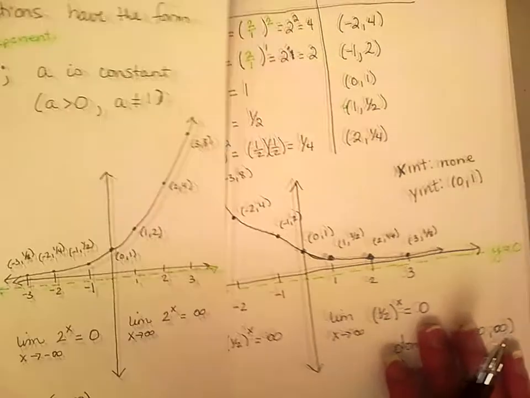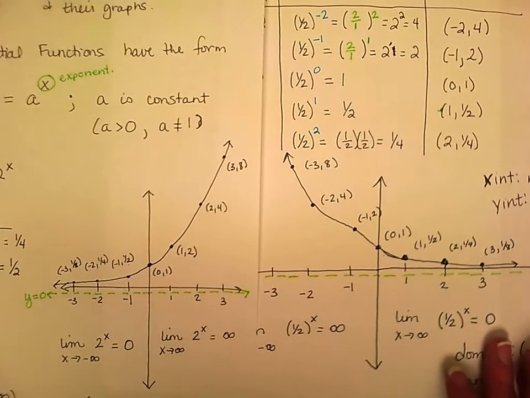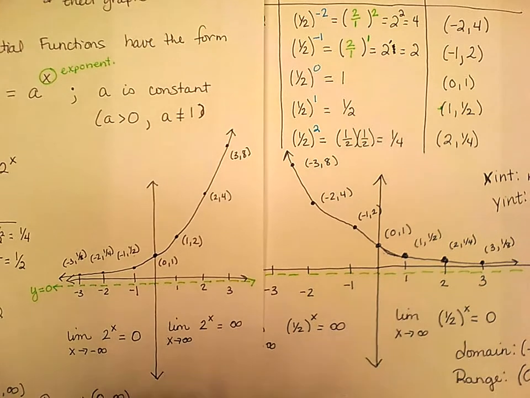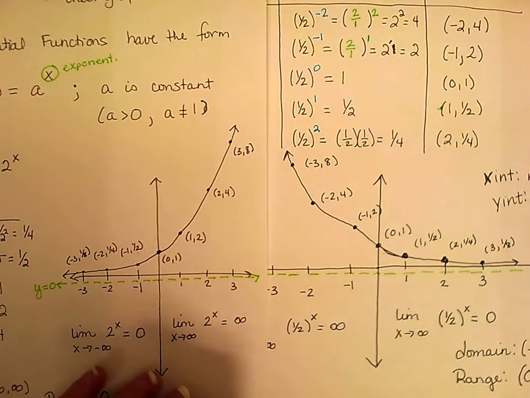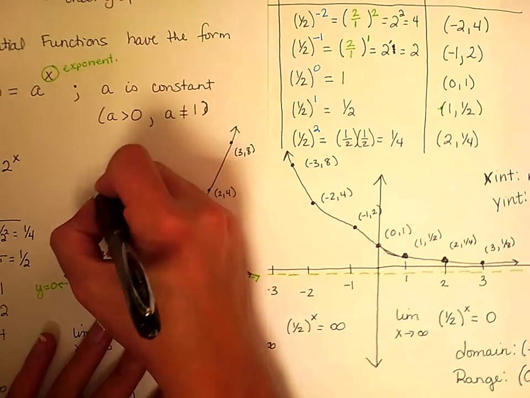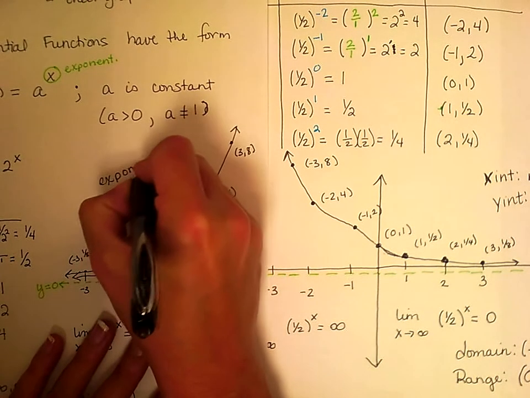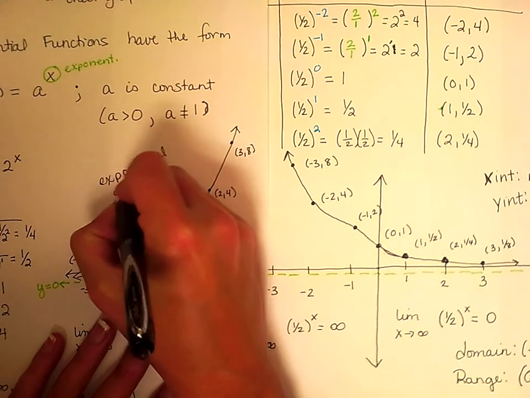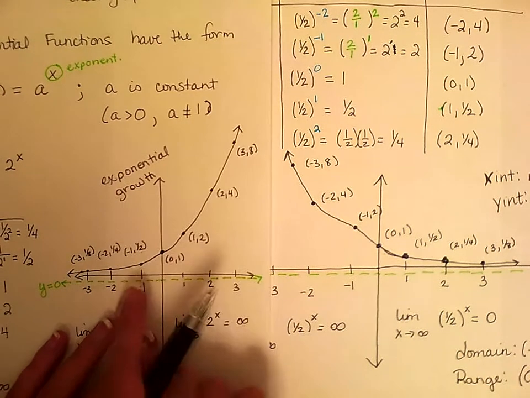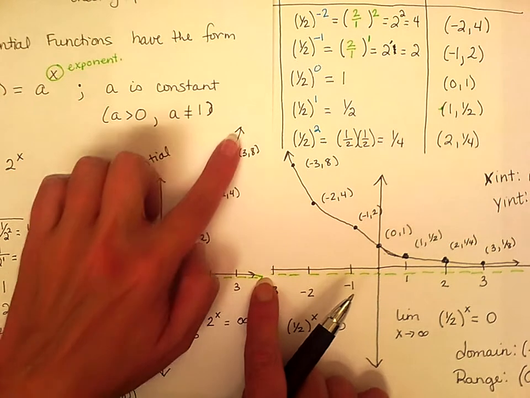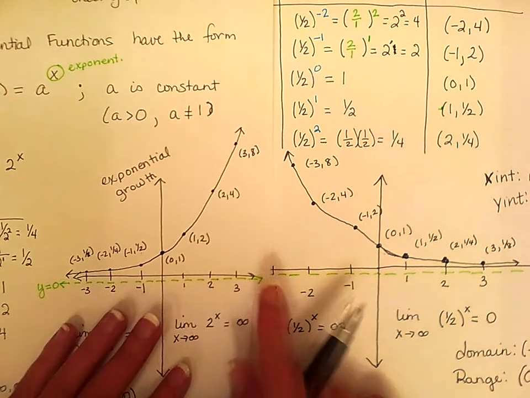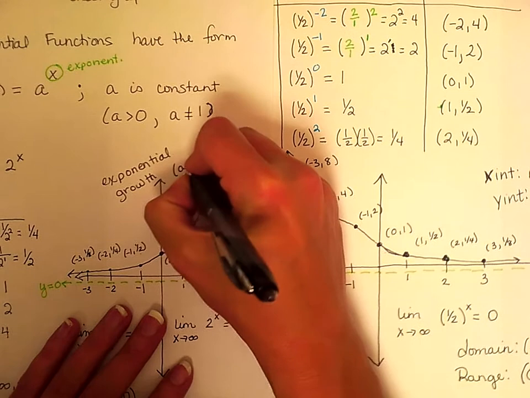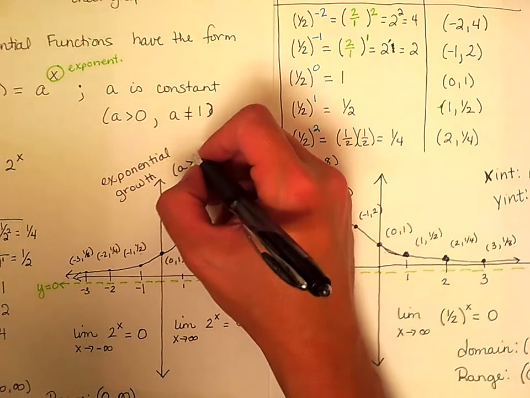So we have two very different, well, not so different types of graphs. Here is 2 to the x. Here is 1/2 to the x. They both represent exponential graphs, and we have two types of growth. One is known as exponential growth. So this graph would be known as exponential growth, because as x gets larger, we're taking off to infinity. This will happen when a is greater than 1.